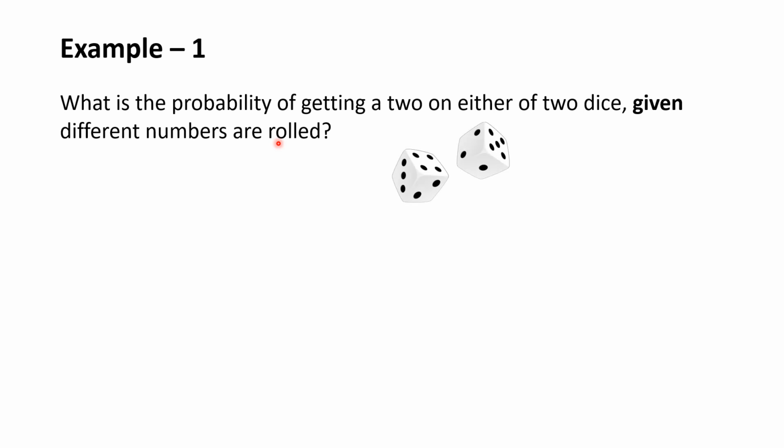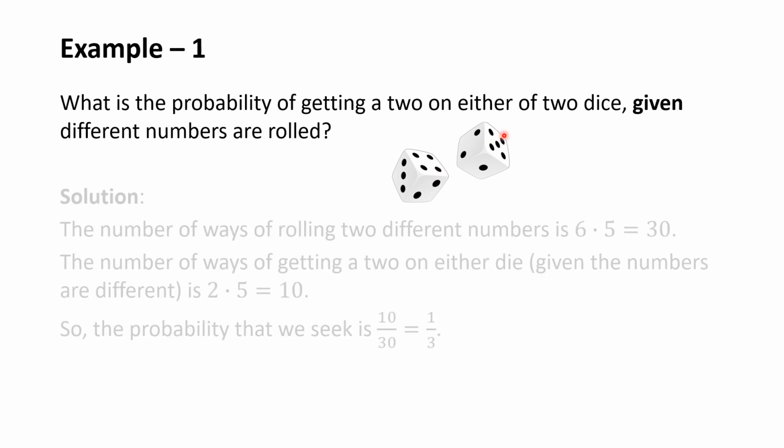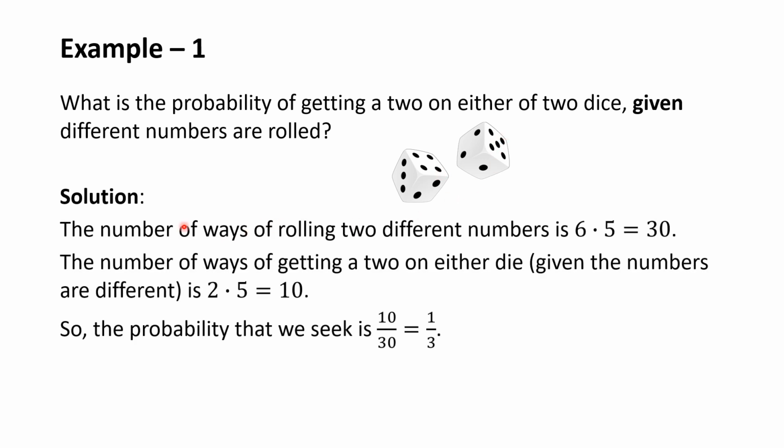So here we have our two dice. So we're asking what's the probability of getting at least a 2 here or here, but we're excluding the possibility of getting 2 2s. We're told that doesn't happen. So the number of ways of rolling two different numbers is this: say this die could be any one of the 6 numbers, and then the other die has to be a different number. So it's 6 times 5, or 30.